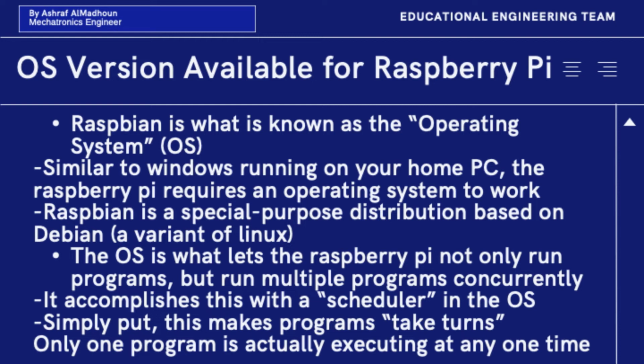Now the OS is what lets the Raspberry Pi not only run programs but also run multiple programs concurrently. It is accomplished with a scheduler in the OS, and simply put, this makes programs take turns, and only one program is actually executing at any one time.